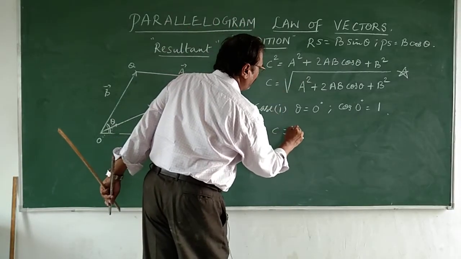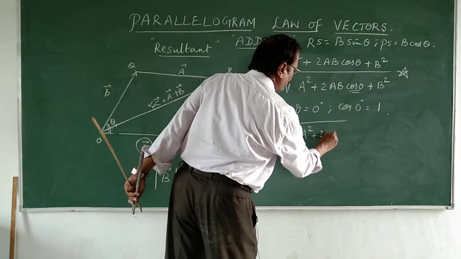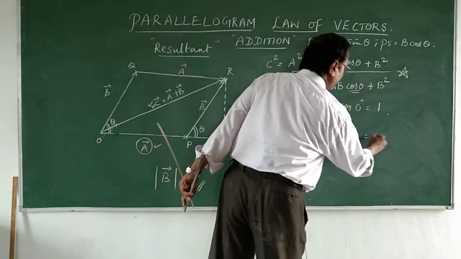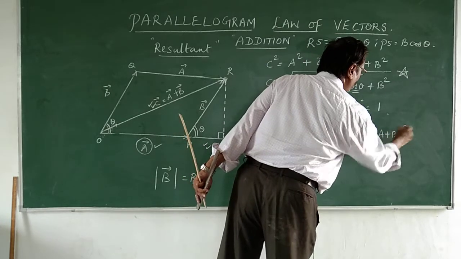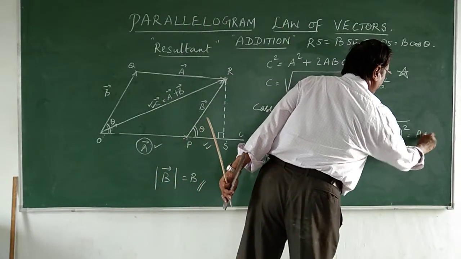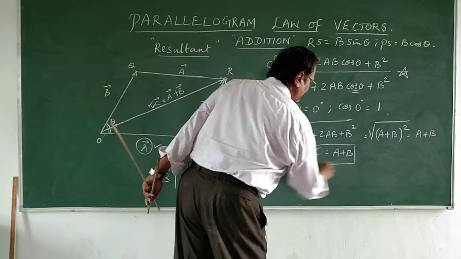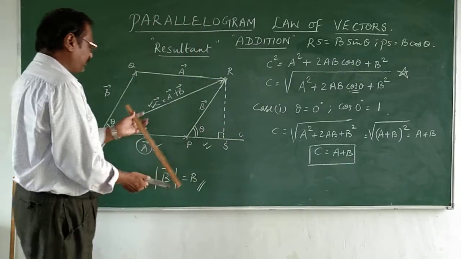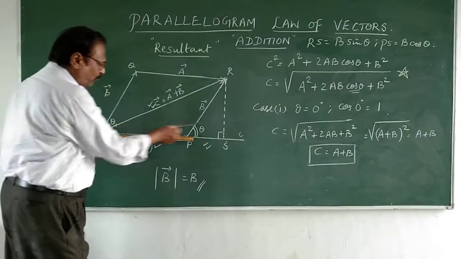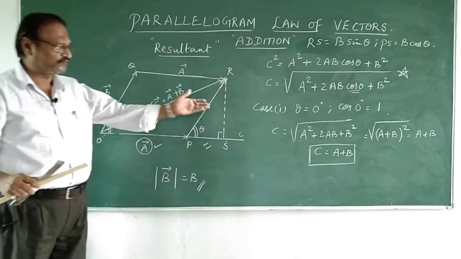C is equal to under root a square plus 2ab cos theta plus b square, where cos theta has become 1. Now what is this actually? This is nothing but a plus b the whole square under root, that is nothing but a plus b. That is C is equal to a plus b. That means you have to just add. It's very simple. If this vector is representing 4, this is representing 3, so 4 plus 3, you add them, you get the answer. It's a very simple, straightforward one.